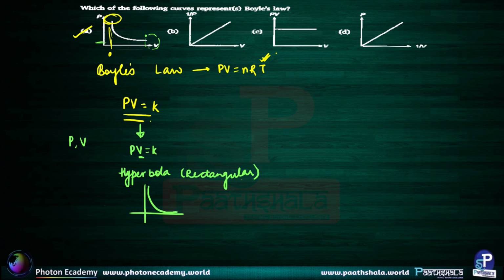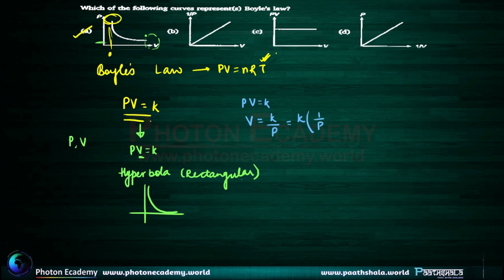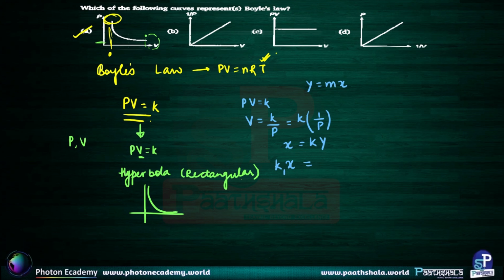Let's look at the second option. It is a graph between 1 by P and V. So we can write our equation PV is equal to K as V is equal to K by P, or V is equal to K times 1 by P, right? Now the equation has to have a form of Y is equal to mx. So at Y we have 1 by P. So this is Y is equal to x. So we can write it as K times x is equal to Y. So this is a straight line graph. And so option B is also correct.